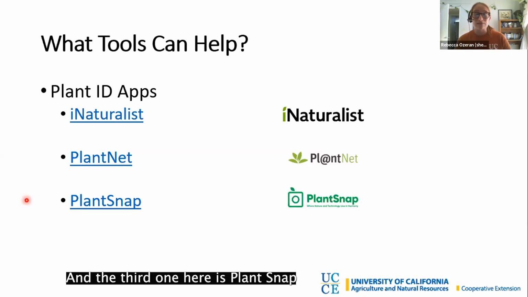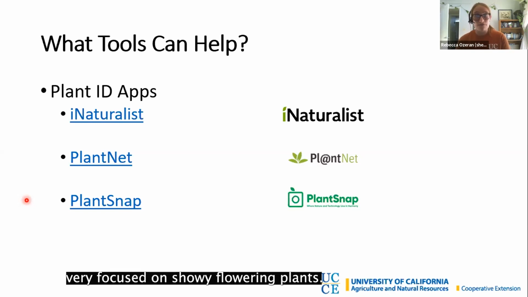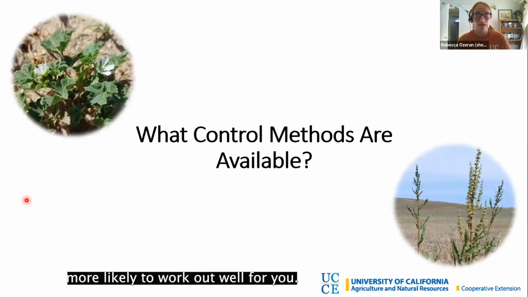And the third one here is PlantSnap, which is very focused on showy flowering plants. So PlantSnap is not really an option for things like grasses. And if you have a plant that you're not sure about and it's just a seedling, maybe it has no flowers at all, then PlantSnap unfortunately isn't a great option there. But if you do have a good showy flower, then you can use it, and it's more likely to work out well for you. All right, so that's how to identify the plants.